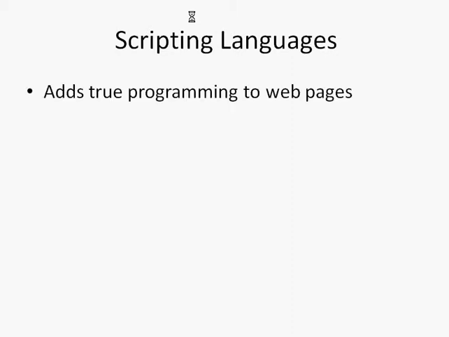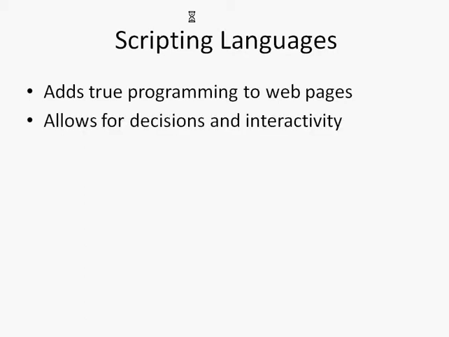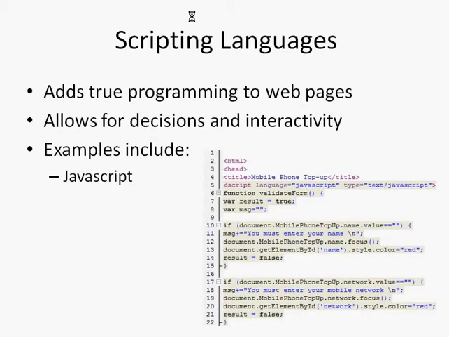Scripting languages, these are things that actually do add some true programming to web pages. They allow for things like decisions and interactivity. Examples of scripting languages include JavaScript. There's an example of some JavaScript. But also VBScript, which is like another flavor of Visual Basic, just to add some more confusion. It's like a cut down version of Visual Basic for web browsers. And something called PHP, which we'll look at more in a future video.